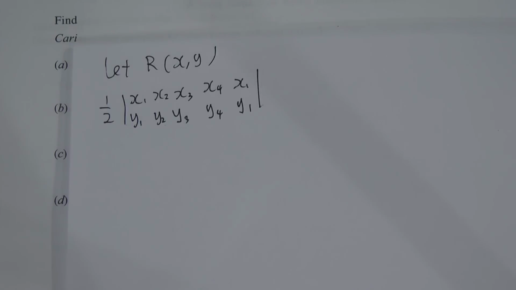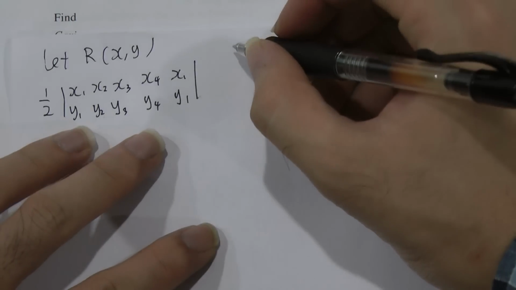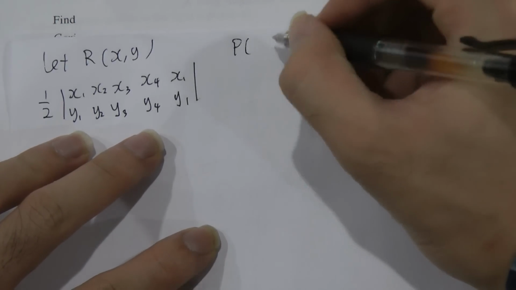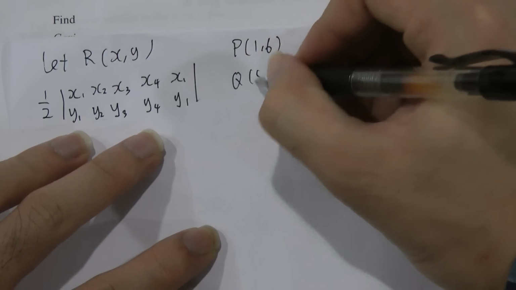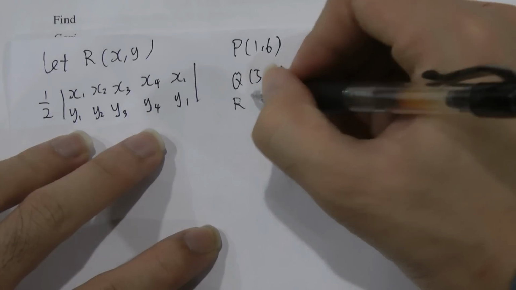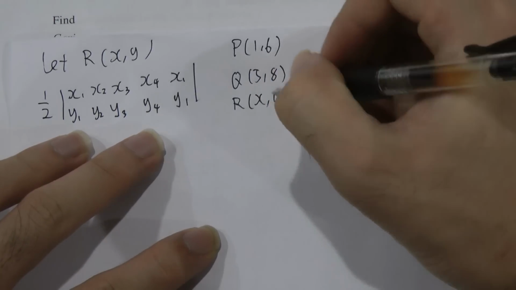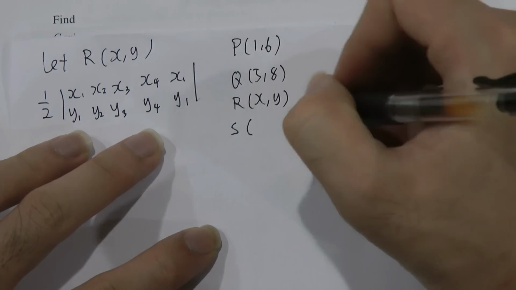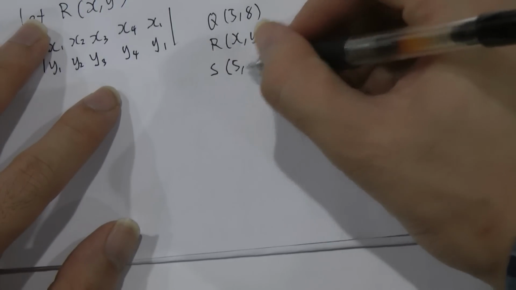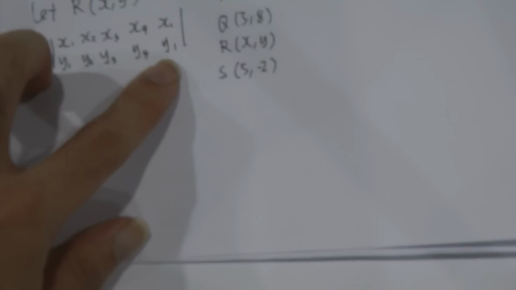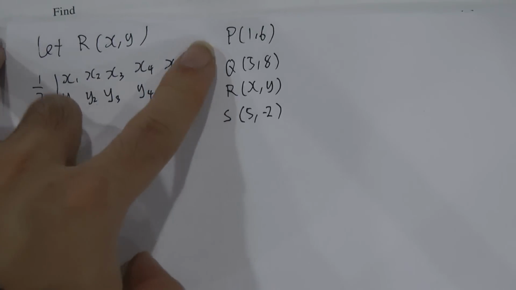So in order to do this one, we need to have all the coordinates. So I just roughly write down all the coordinates here. P is (1, 6), Q is (5, 8), R we do not know, R is (x, y), and S we got just now. What is the coordinate? S is (5, -2). Okay, PQRS, we got all the coordinates already.